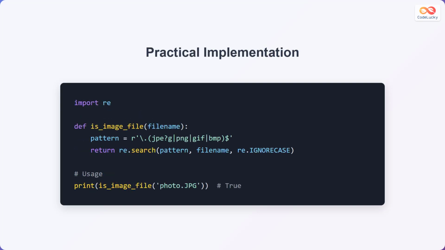Here's a practical implementation in Python. First, import the re module. Define a function called is_image_file that takes a file name as input. The pattern is \.(jpg|png|gif|bmp)$. Finally, return re.search of the pattern, file name, and re.IGNORECASE. The usage is shown as a comment, where calling the function with the string photo.jpg returns true.